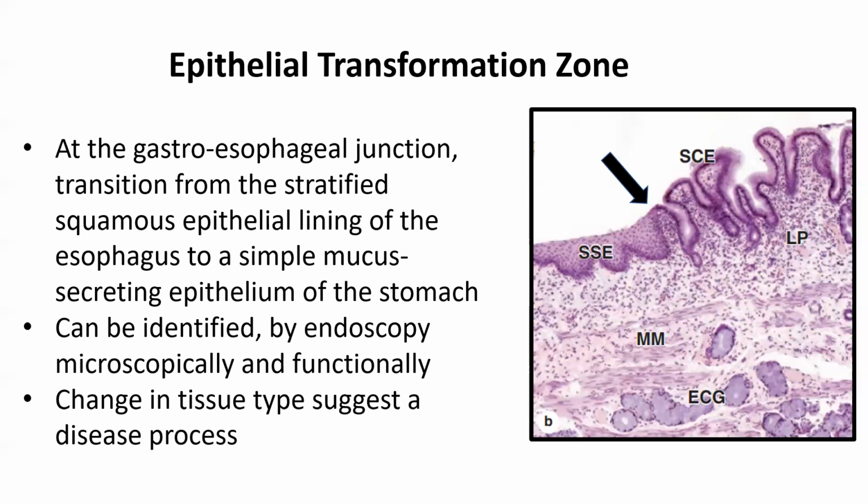You have to remember the gastroesophageal junction, sometimes we call it esophageal gastric, but it's always known as the gastroesophageal. What's the difference here? The stratified squamous will change into simple columnar, which is the mucus secreting. It's an abrupt transition. This defines where the esophagus ends and where the stomach starts.